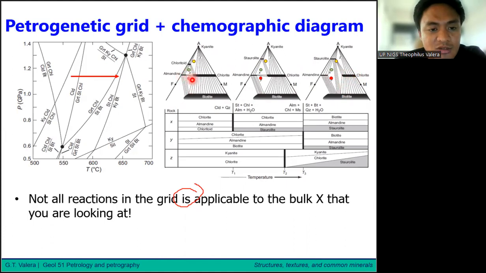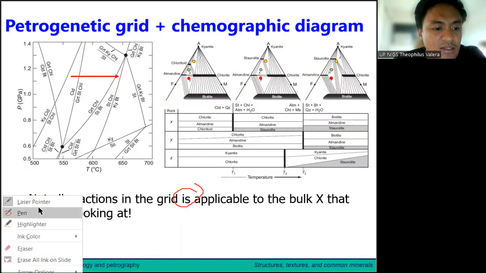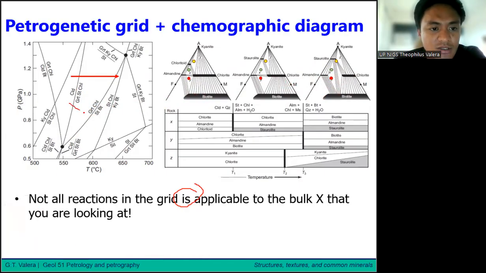If you have a bulk composition Y, it stays almandine chlorite biotite, almandine chlorite biotite, and then finally almandine staurolite biotite. So, yung bulk composition Y natin did not see this reaction. It did not have chloritoid in the first place. The only reaction that it saw was this univariate curve here. Okay? And tingnan naman natin si Z.